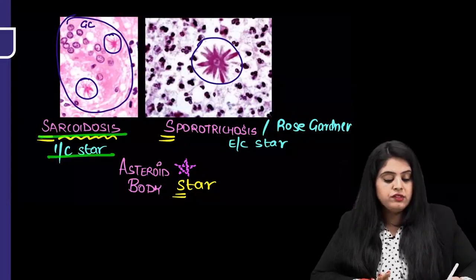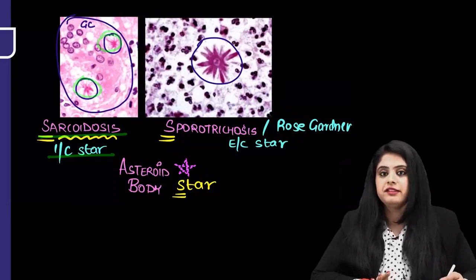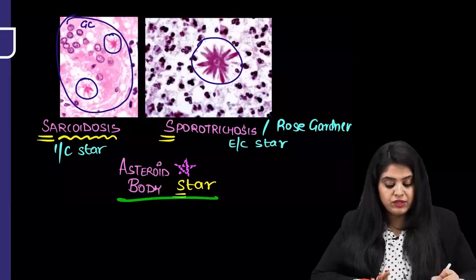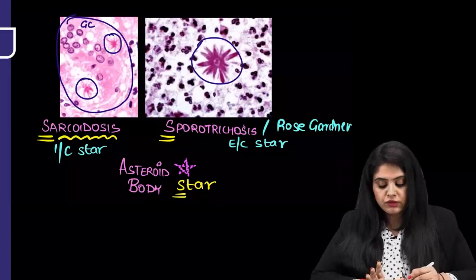Whereas in sarcoidosis, the star is going to be sitting inside the cells. Okay? Both of them show you asteroid body. Very important. So sarcoidosis is sorted for us.